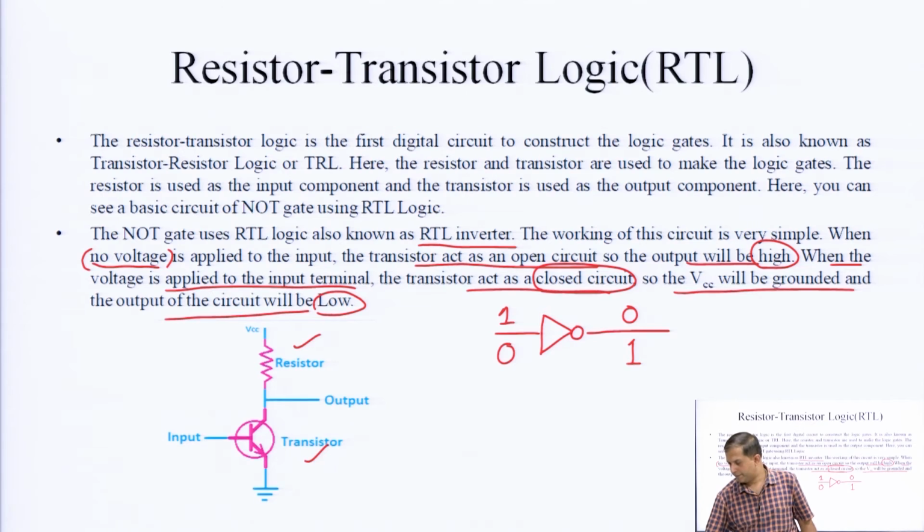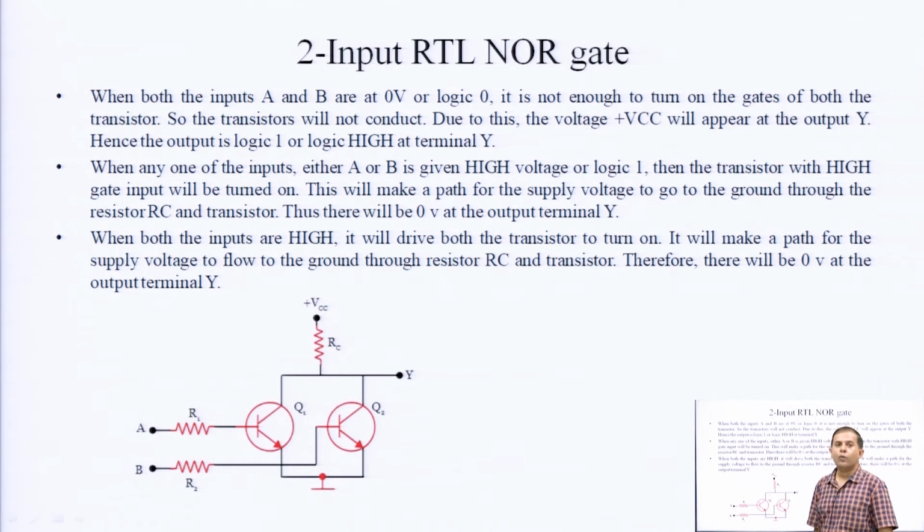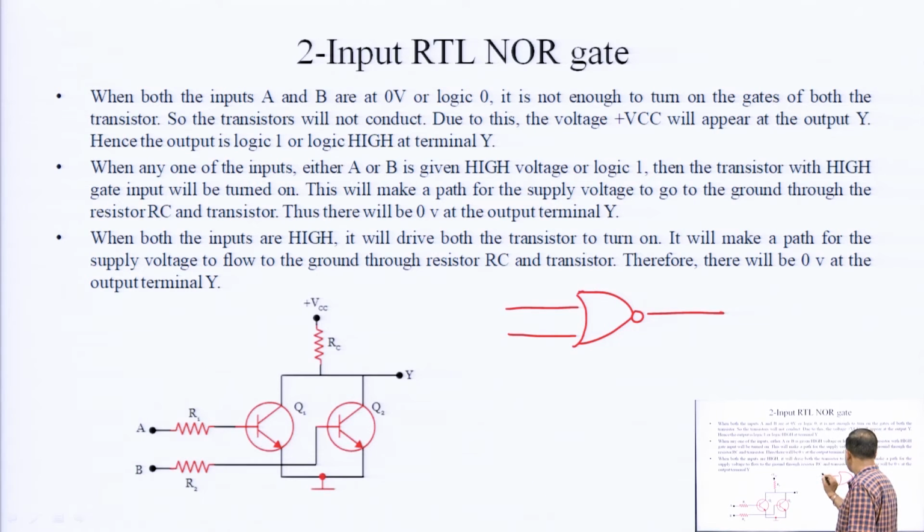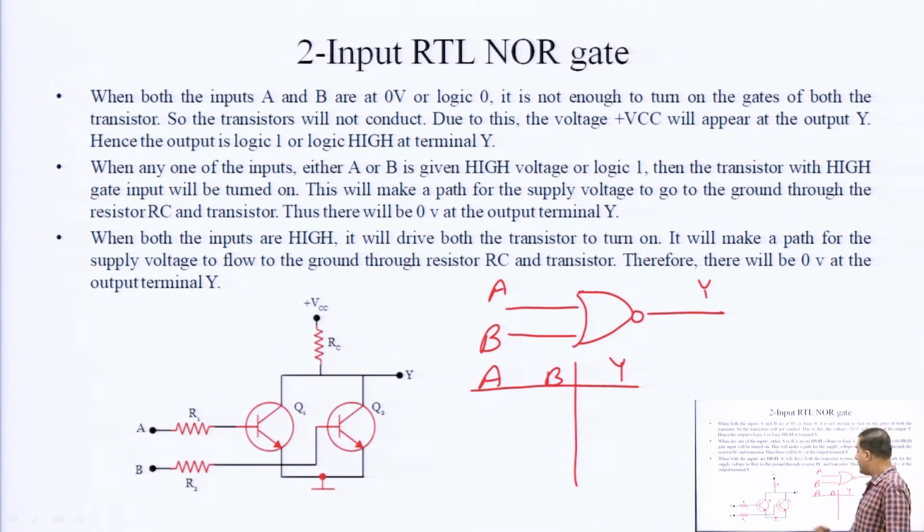Let us proceed. Now, here we are going to implement a 2 input NOR gate. First of all we will check what a NOR gate is. This is the NOR gate, and what is the output of the NOR gate? For inputs A and B, we know if 2 inputs are there, there will be 4 combinations: 0 0, 0 1, 1 0 and 1 1.